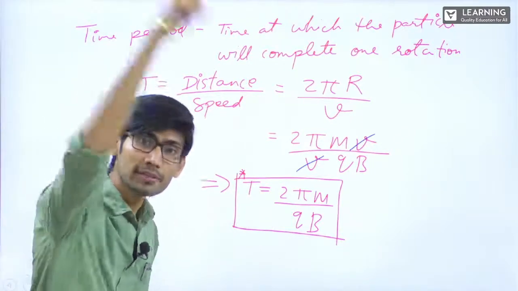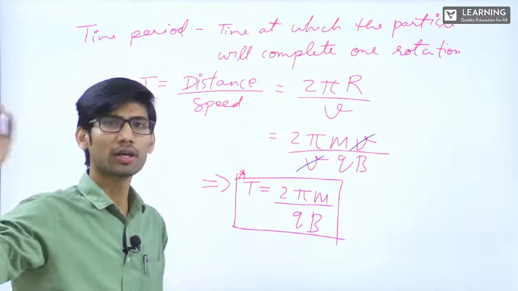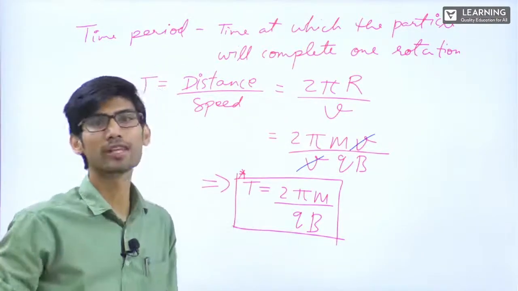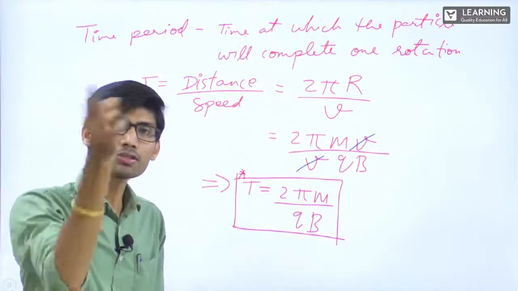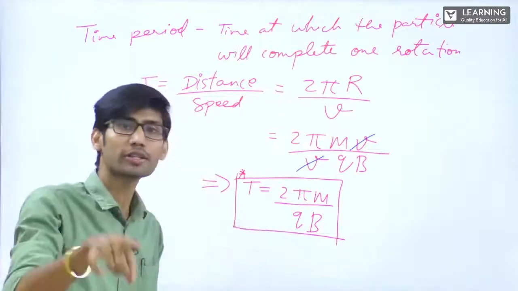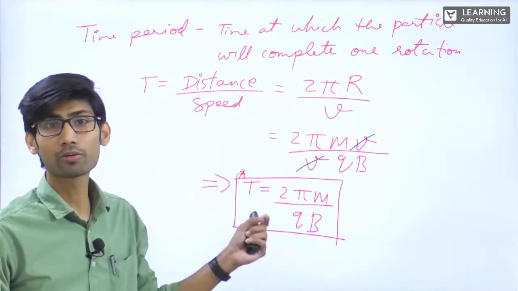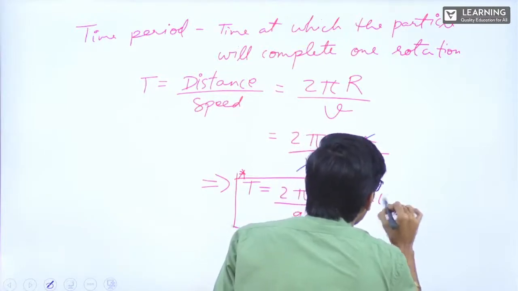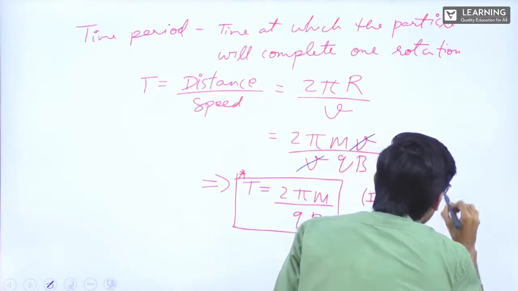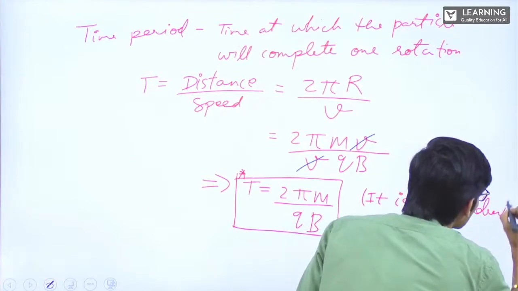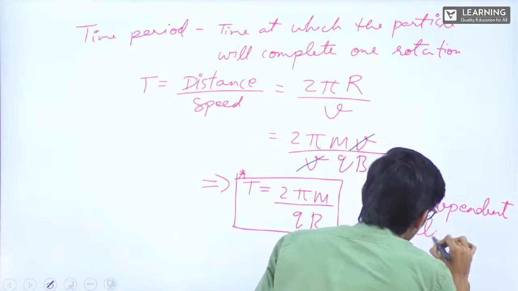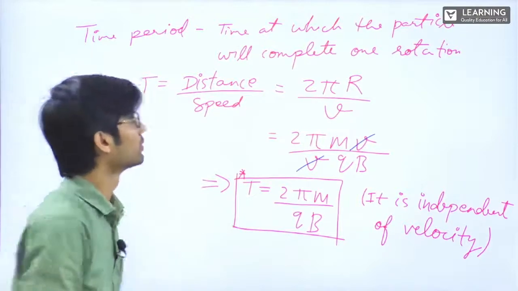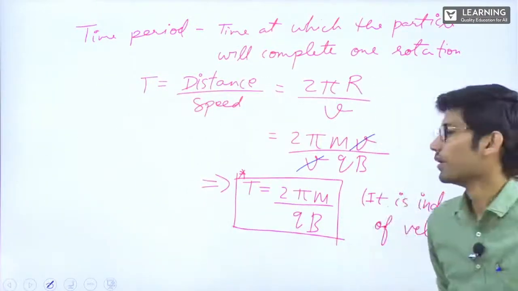Clear? Maybe the radius will become more. If you give more velocity, it will rotate in a bigger circle, but the time period of completing that one round will be same. If you give less velocity, the radius of the circle will be small, but the time period of completing one rotation will be same. Clear? For that particular particle in a uniform magnetic field. So now here what you have to see is it is independent of velocity. Very, very important. Done. Let's move to next.